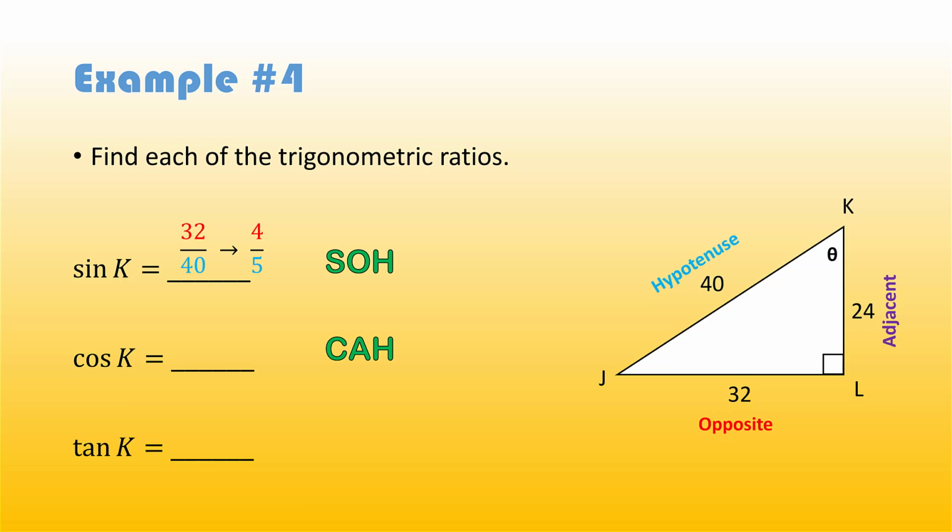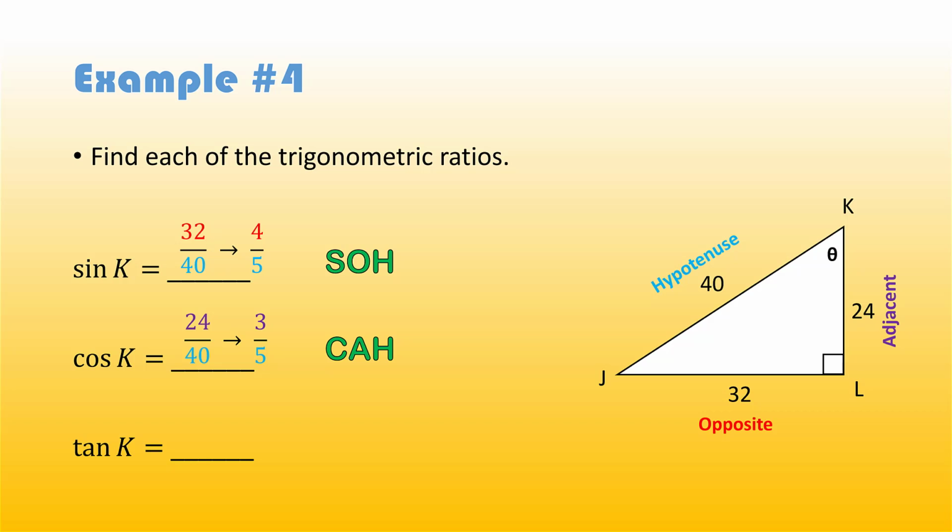Cosine is adjacent over hypotenuse. So my adjacent side is 24, and that's over the hypotenuse, which is 40. 24 over 40. And again, we can reduce this ratio. Each of these values is divisible by 8, so when I reduce it, I get 3 over 5.